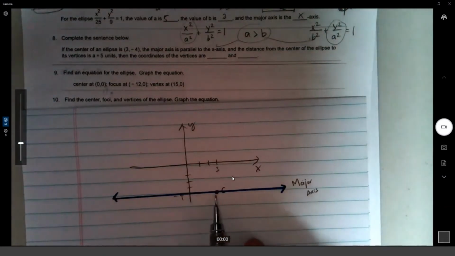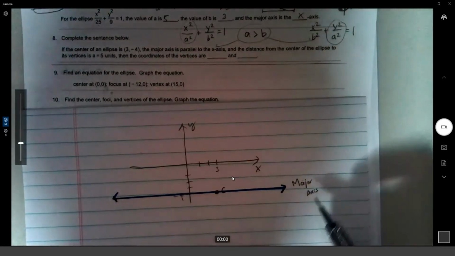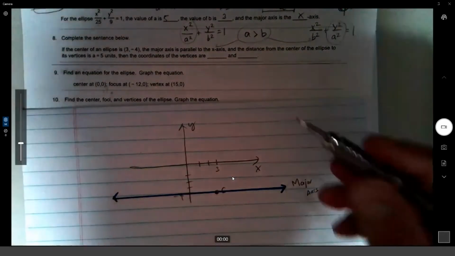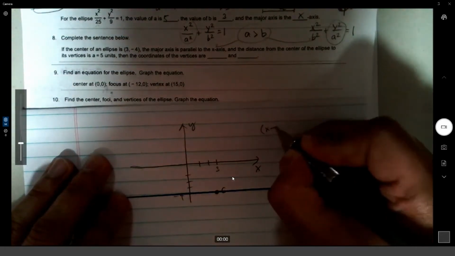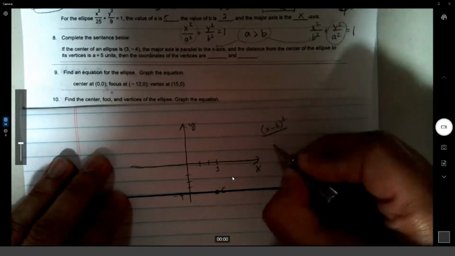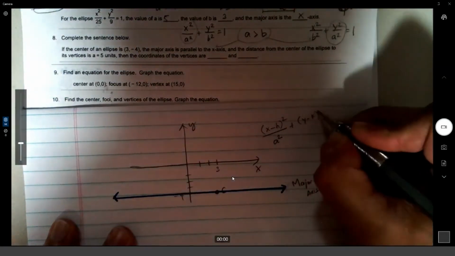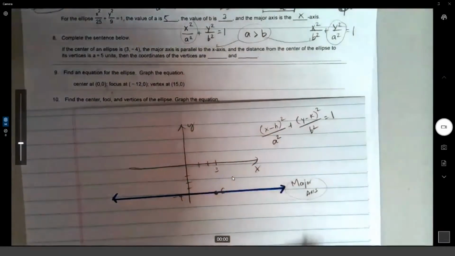So it is in the major axis that we'll find the vertices, and we will also find the foci. Not only that, the fact that they're telling us that the major axis is a horizontal line means that the ellipse must be of the form (x minus h) squared over a squared, because it is laying on its side, plus (y minus k) squared over b squared is equal to 1. So it will be of that form.